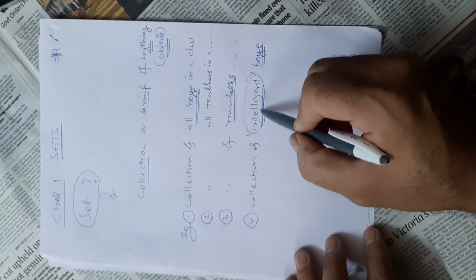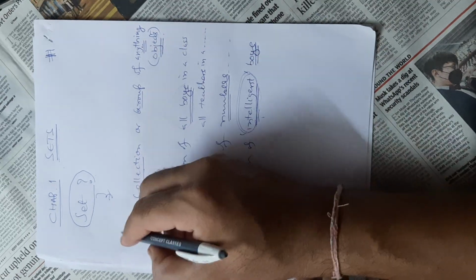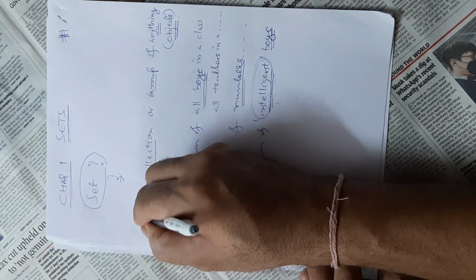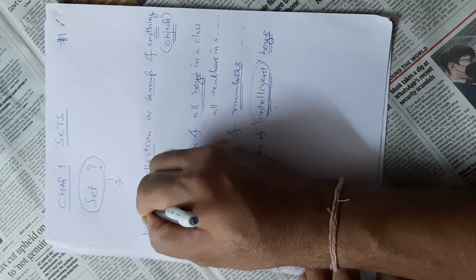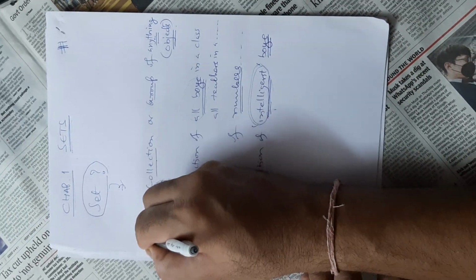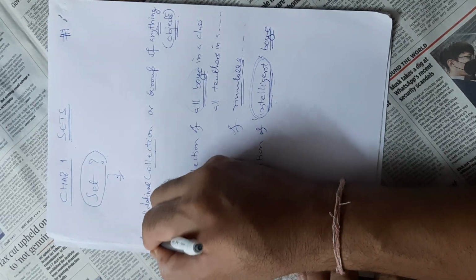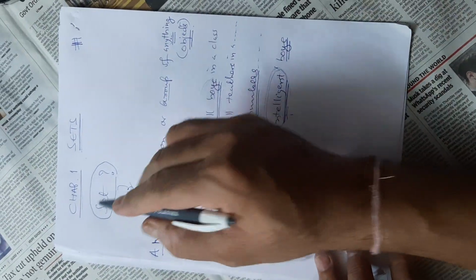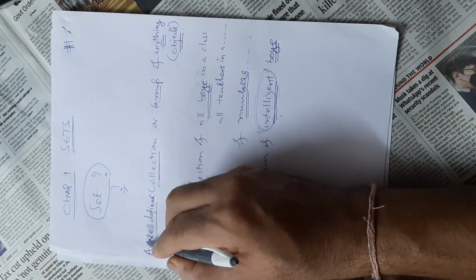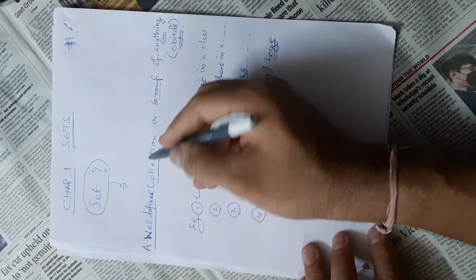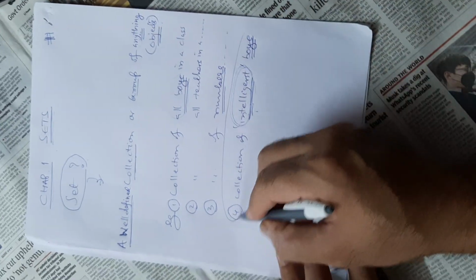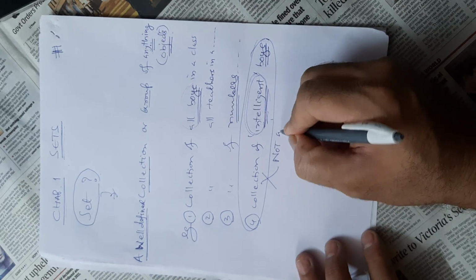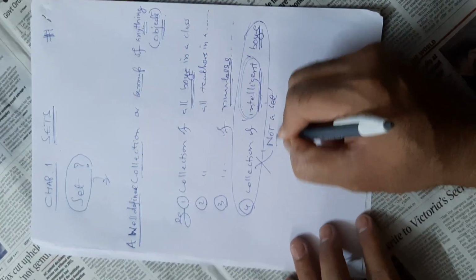So in the definition of a set, we add one more word, which is that the collection should be well defined, properly defined. So we say that a well defined collection of anything is called a set. Right? That collection should be properly defined, well defined collection, not just collection. So as per our definition, this collection is not a set.